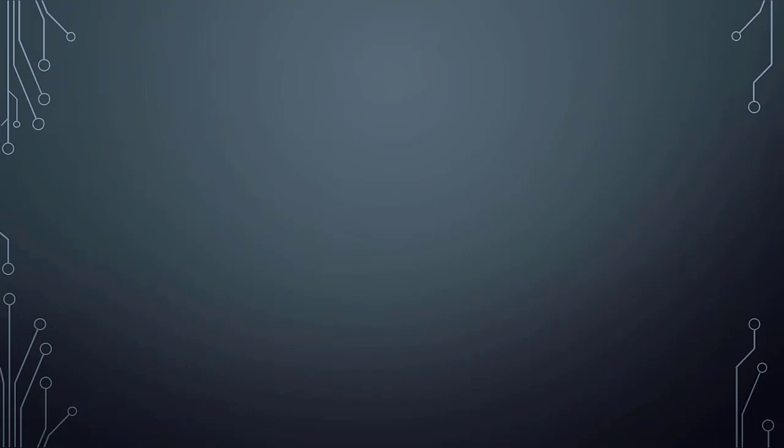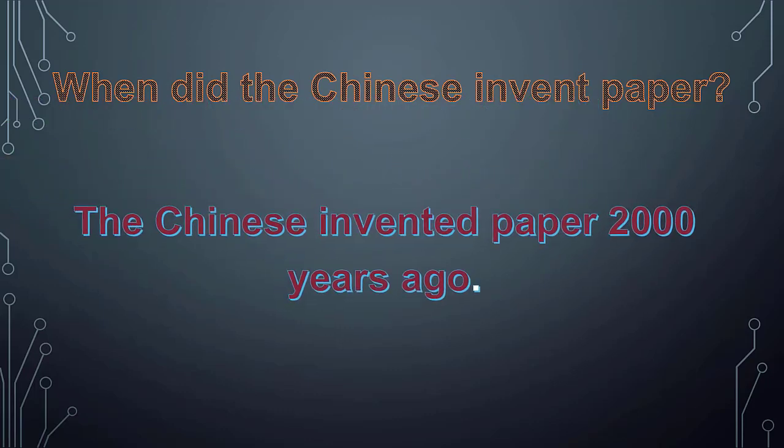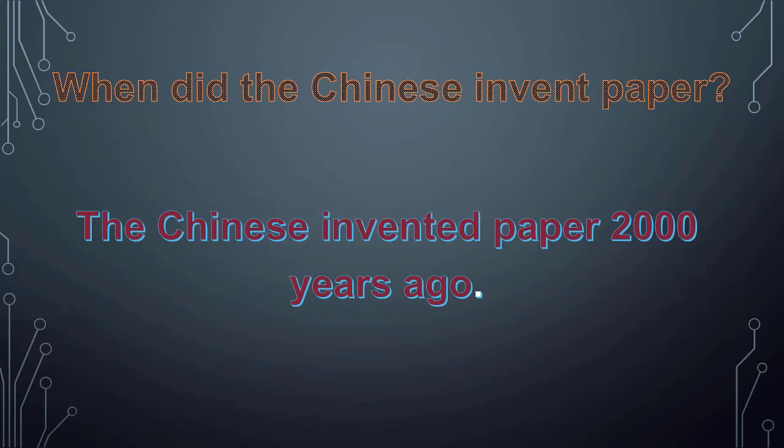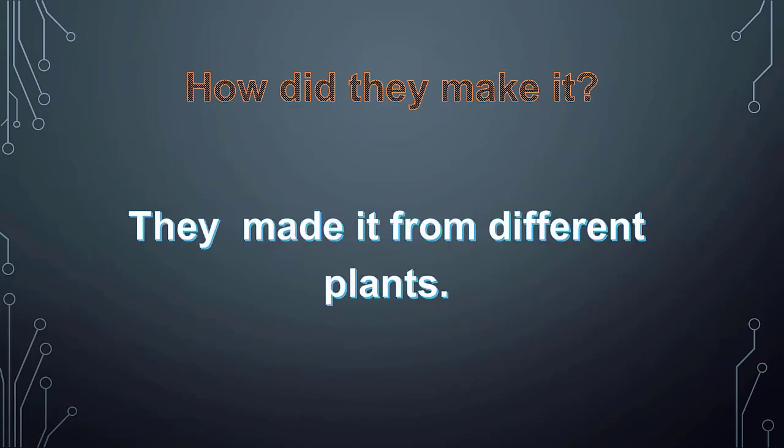We are going now to answer some questions and put the answers in paragraph form. The first question, when did the Chinese invent paper? Yes, the Chinese invented paper 2000 years ago. This is the first answer, and it will be the topic sentence, the first sentence in the paragraph. Question number 2, how did they make it? The answer is, they made it from different plants.